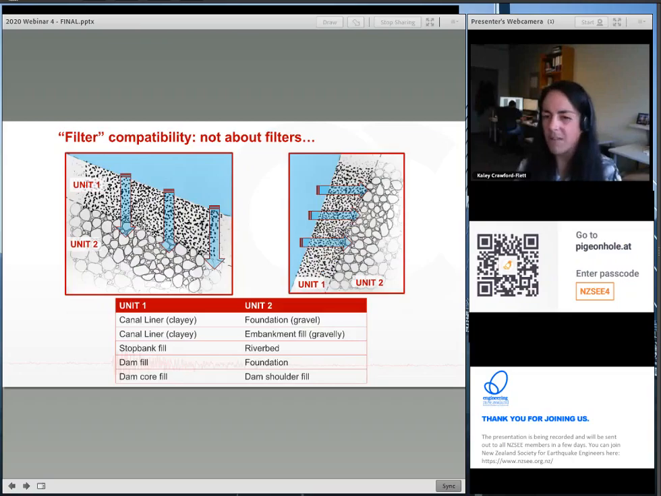Again, filter compatibility: you probably would have heard about this in undergraduate, I would hope, but it's not just about filters, it's actually about any kind of soil interface. So it may be your stop bank sitting on a riverbed, it may be dam fill on a foundation, it may be dam fill against another dam fill in various orientations.